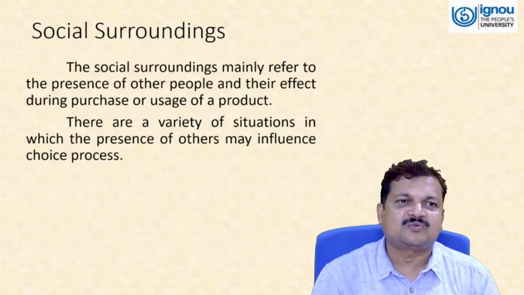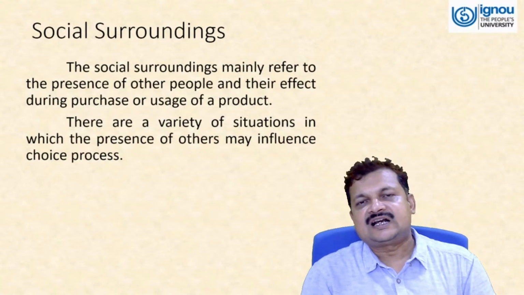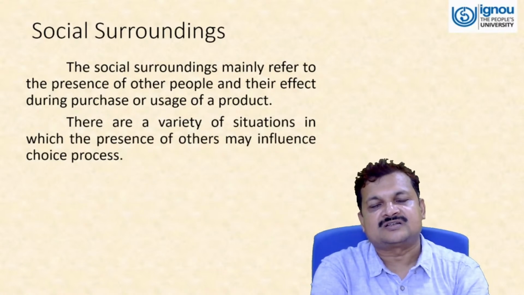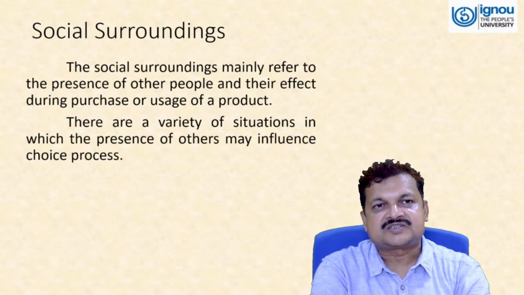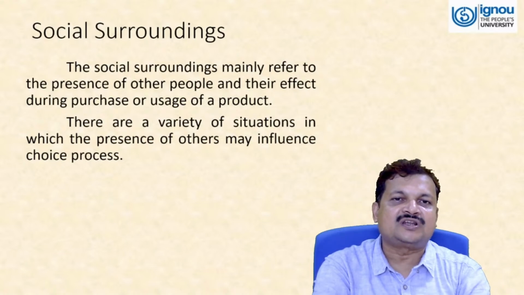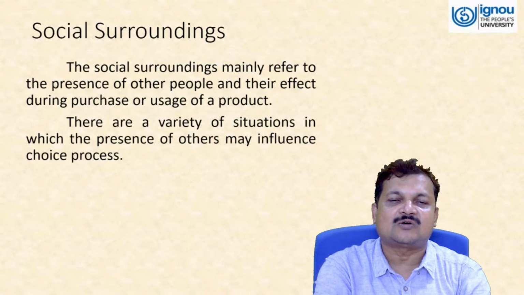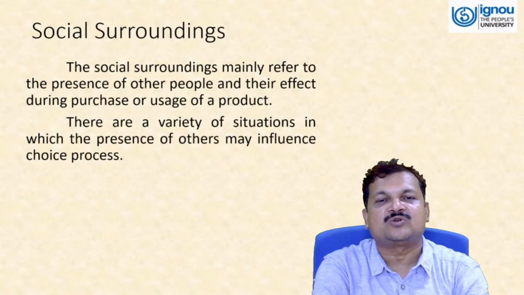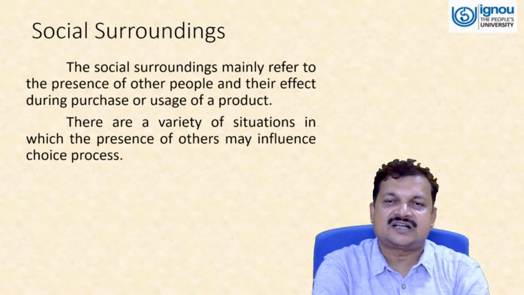Social surroundings mainly refer to the presence of other people and their effects during the purchase. In some retail outlets you may find that, depending on which social class of people are coming, you may not like to purchase there. Some hotels also, you may not like to take the food there because you are not finding your category of people, either they are richer or poorer. So we always feel comfortable with our own social class. If we find our social class people in a particular hotel, we might take the food there.